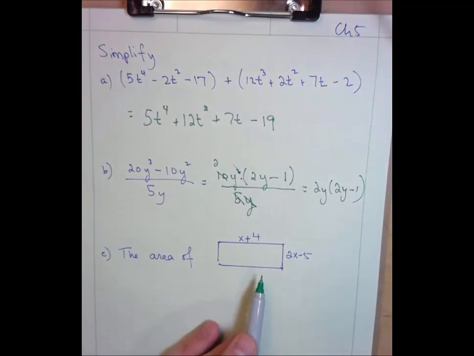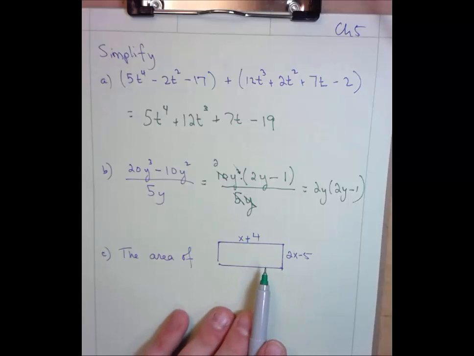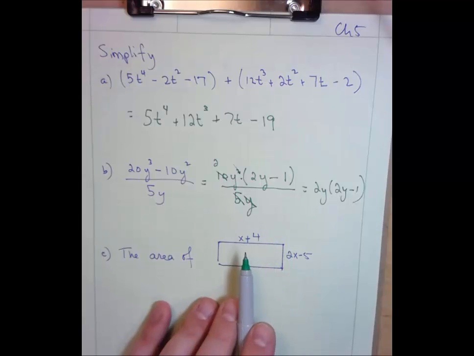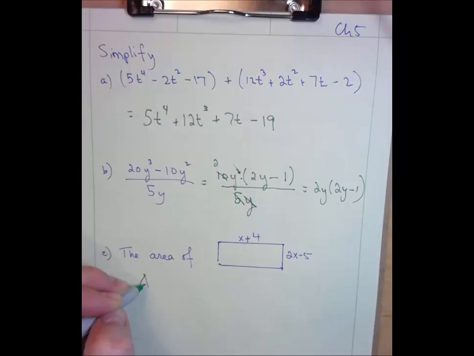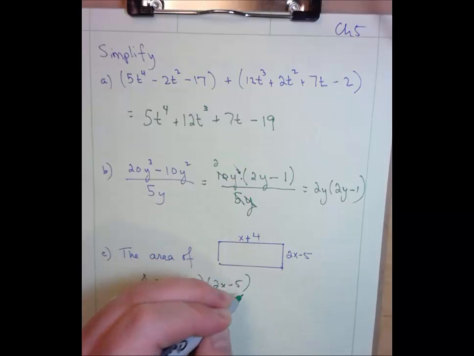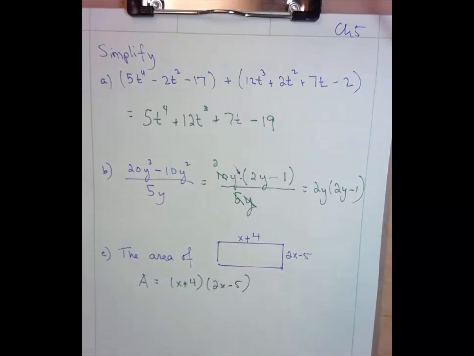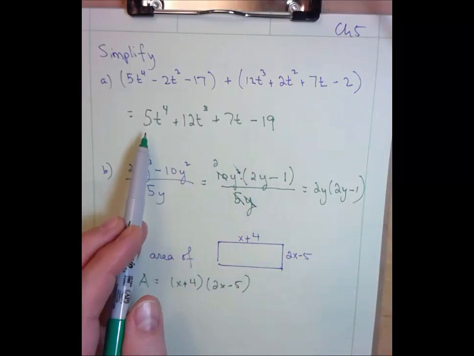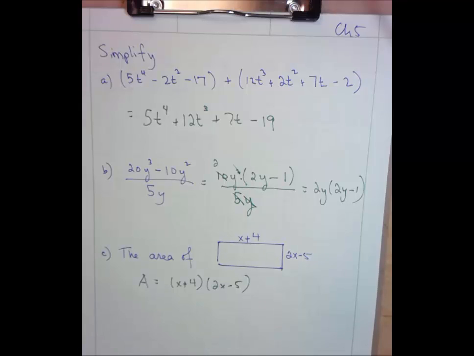And then finally, in this third one, we're asked to produce an expression that shows the full area of this rectangle. Well, the area of a rectangle is its length times its width, so that's x plus 4 times 2x minus 5. And perhaps we don't want to see that in its factored form. Maybe we're being asked to show it as a full polynomial, kind of like up here. And so here we have to multiply it out.